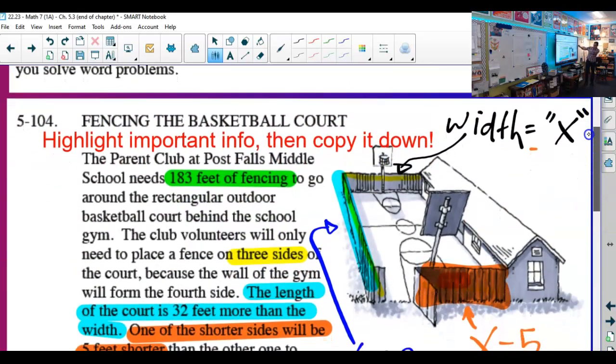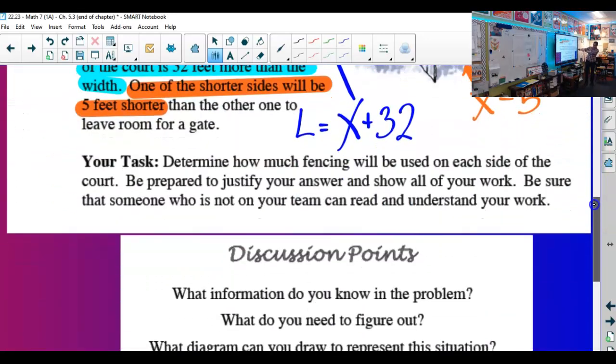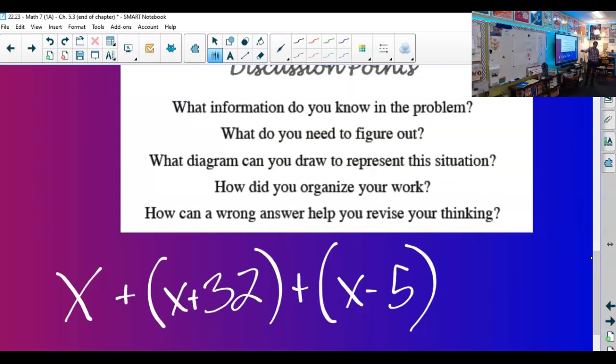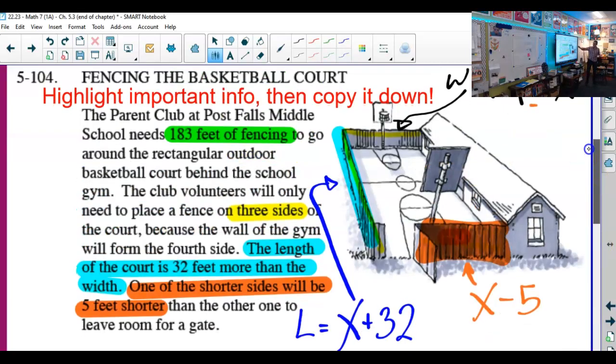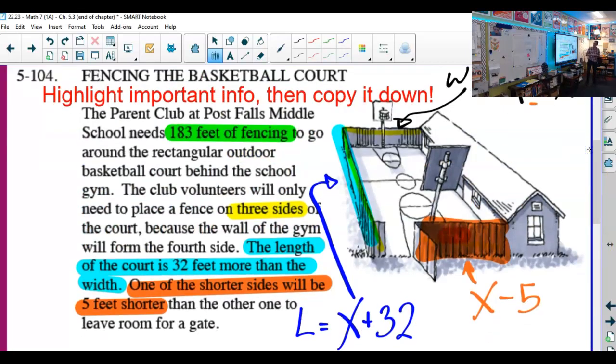We had X plus 32, X minus 5. And what do we know about those 3 sides together, Christian? Sorry, I should scroll back up since this isn't on your paper. You might have written it down, but those 3 sides together equal 183 feet. Ah, they equal 183.